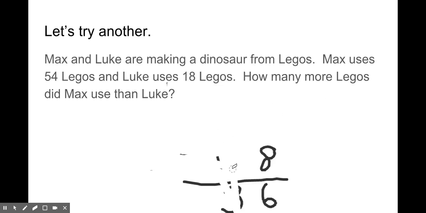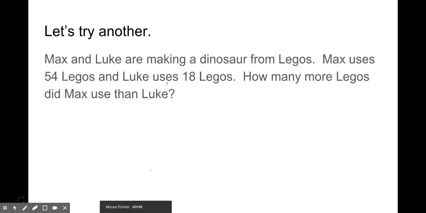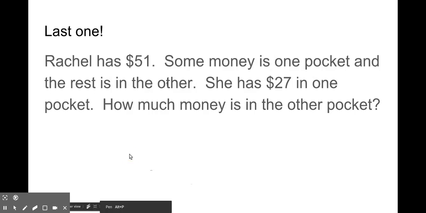So going back to our success criteria, we know that we read the problem. We retold the story in our brain. Who were the characters? What was happening in the story? And then we figured out what operation to use. Okay. And then we solved. So we used whatever strategy. Remember, you can use whatever strategy makes sense to you.